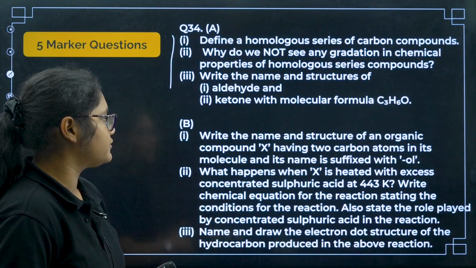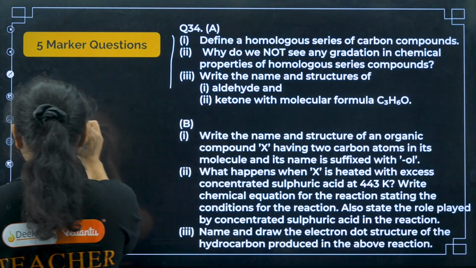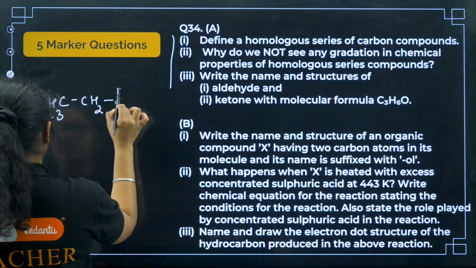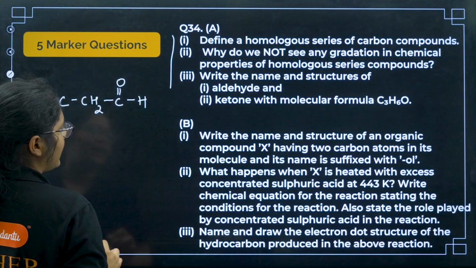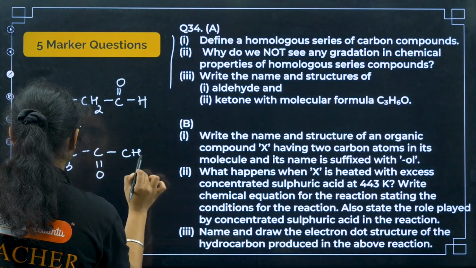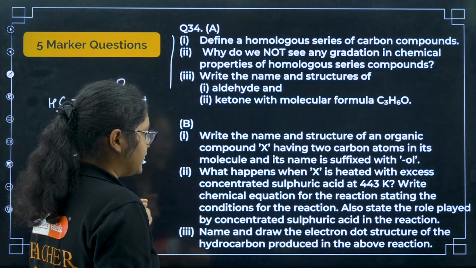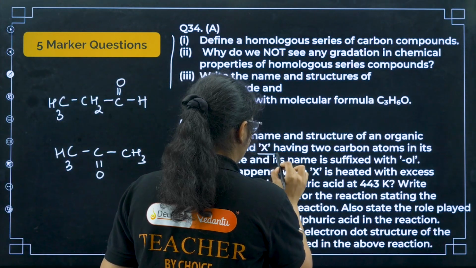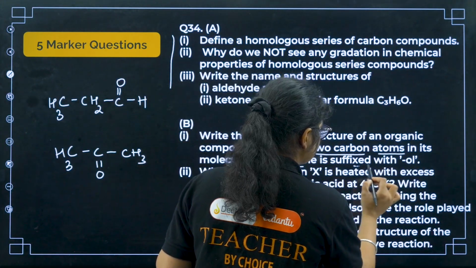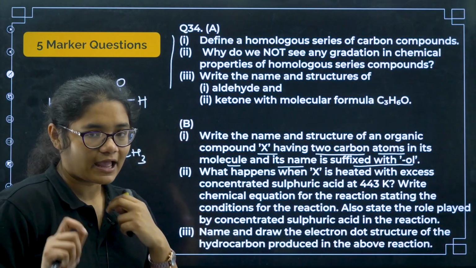Next, write the name and structure. So aldehydes and ketones, you know, C3H6O. So aldehyde I can write like this, CH3CH2COH, and then ketone, CH3COCH3. Okay, now coming to B, write the name and structure of an organic compound X having 2 carbon atoms in its molecule and its name is suffixed with OL. Okay, OL suffix is there, meaning it is an alcohol group.